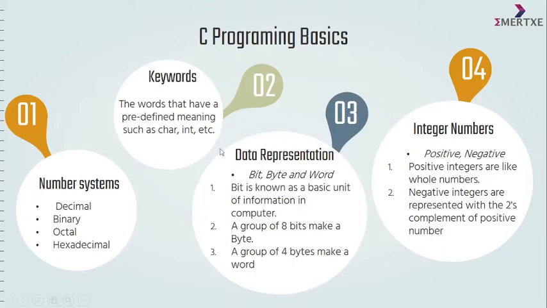Data representations are bit, byte, and word. Bit is known as a basic unit of information in a computer. It's either 0 or 1. A group of 8 bits makes a byte, and a group of 4 bytes makes a word.